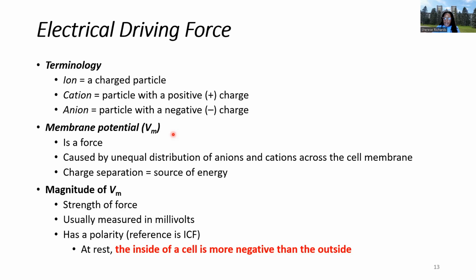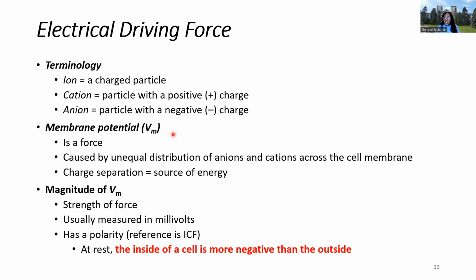Now, if we think about the magnitude of the membrane potential, that is describing the strength of the force. So how strong do these particles want to move? How much do they really want to get across the membrane? And this is usually measured in millivolts. With this, we want to think about the cell as having a polarity. So the inside of the cell is more negative than the outside of the cell, again, because of that unequal distribution of the charged particles.